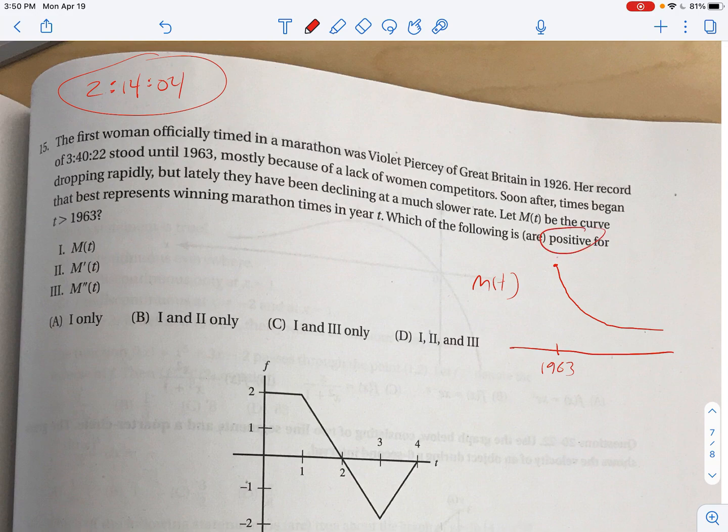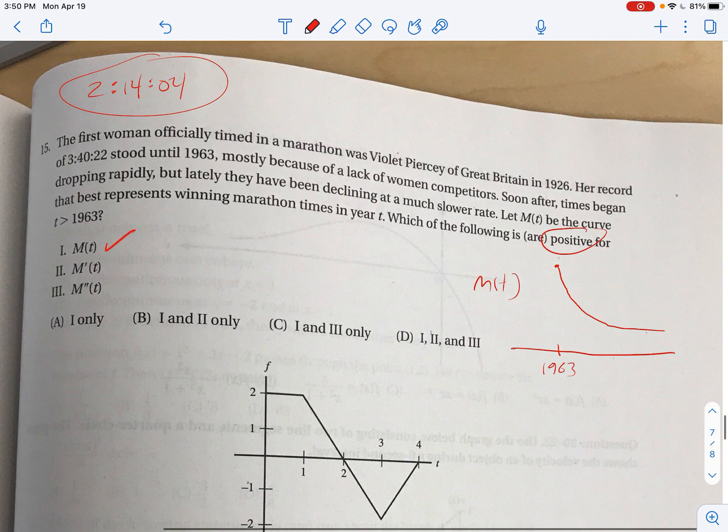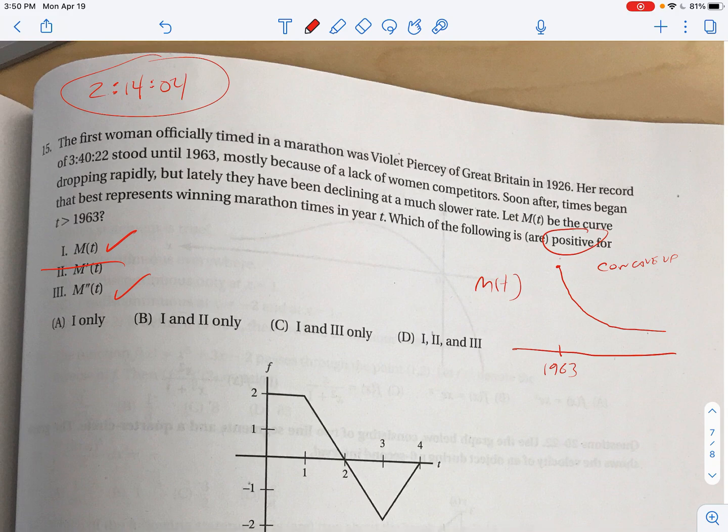So which would be positive? Is M of t positive? Yeah, because that measures the times. The times are definitely positive. How about M prime? Well, this is decreasing, so M prime is negative. How about M double prime? Well, this graph, because of how it's curling, is concave up. If the graph is concave up, that means M double prime is positive. So 1 and 3 are the positive ones. So that is C.